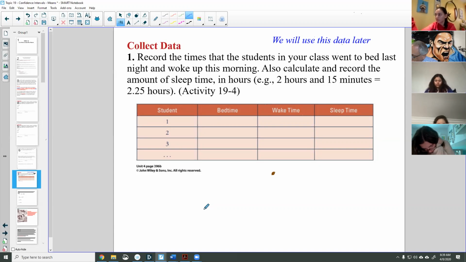Sorry, I was trying to unmute. I went to bed at 1:30 and I woke up at about 7:50. And Virginia? I went to sleep around 1 and woke up at 7:30. Wow, how interesting. Okay. We'll use that as data as we go forward in this chapter here.